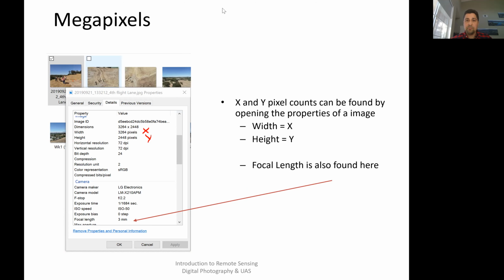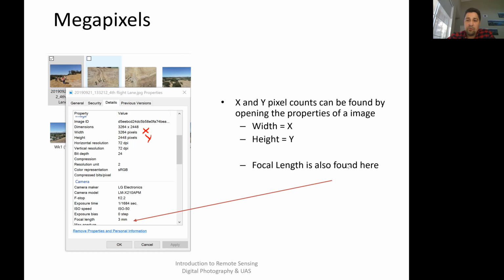Here's another little tip for you. When you are trying to figure out how many megapixels your camera is, you could find that out by going into the properties of the image. If you go to the details tab, you'll find the width and the height. The width is the X, the height is the Y. Just multiply those two together, and there's your megapixel rating. This is just a random picture I found that I'm using for an example.